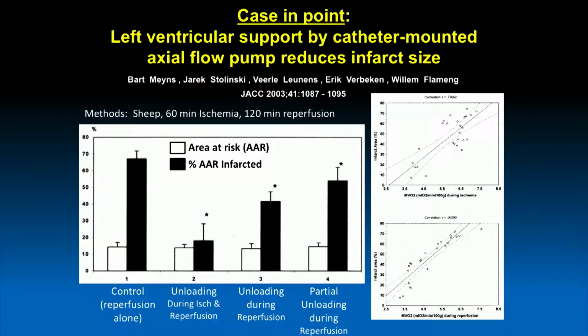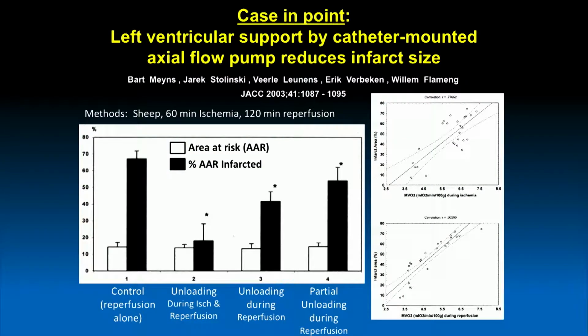And here's a case in point, the work from Bart Maines that we all know, which shows the infarct size in relation to the area at risk is quite large in a control animal. But as you increase the amount of unloading that you provide during the ischemic period and during reperfusion, you reduce the amount of infarct that actually occurs. On the right panel, it shows the relationship between oxygen consumption during the ischemic event or during the reperfusion period and the percent of myocardial infarction.